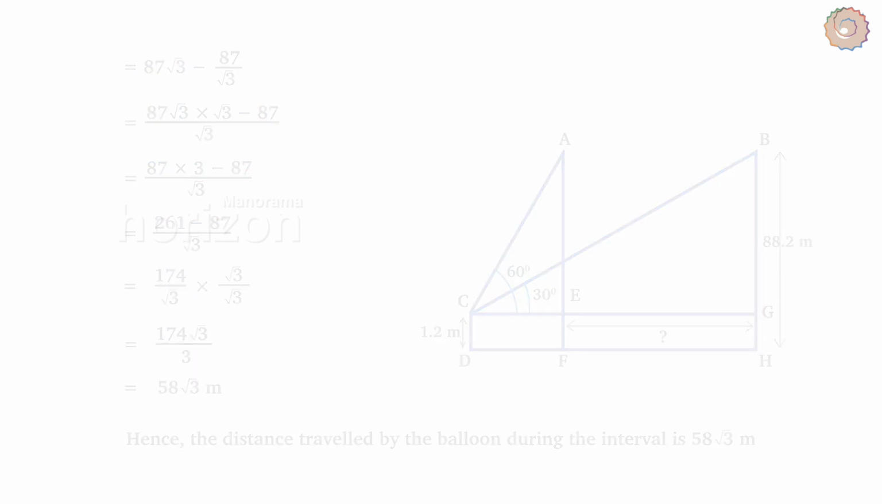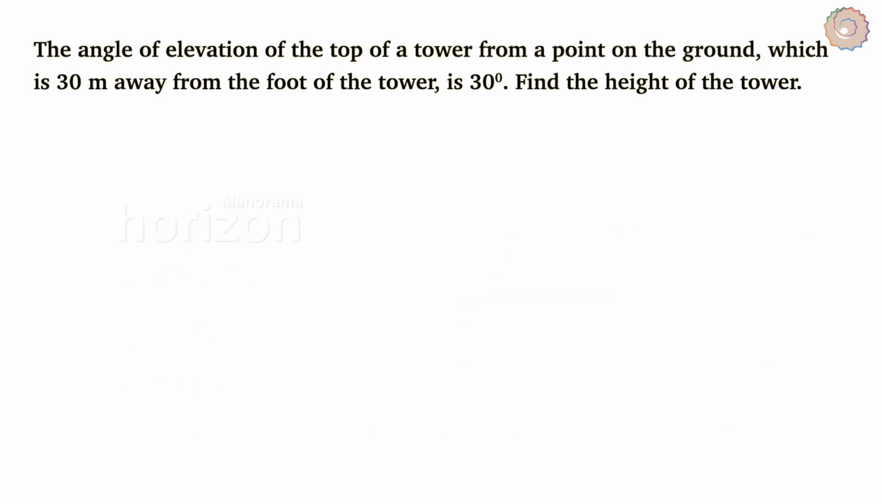Now let us consider another problem. The angle of elevation of the top of a tower from a point on the ground, which is 30 meter away from the foot of the tower, is 30 degree. Find the height of the tower. Let us see how to approach this problem.